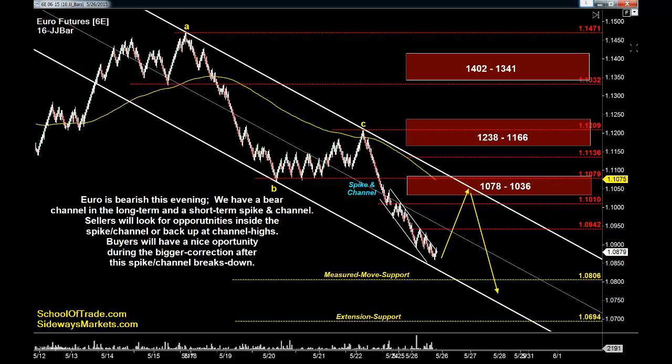If I had to guess right now, though, I would say we probably finish the move off here down to 08.6 and then get that snap back. So watch that spike in channel for tomorrow.